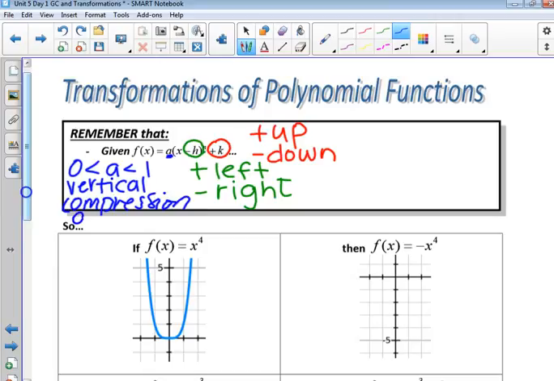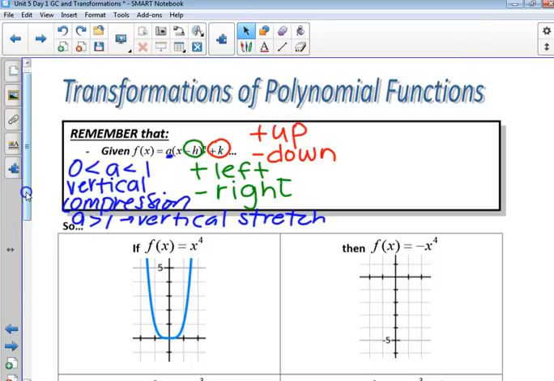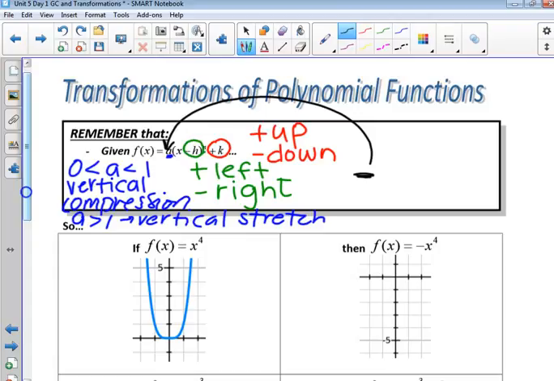And then if A is greater than 1, then what is it? A vertical stretch. And again, you can always use a calculator for these things, but you've got to know some things about it. And then the other part is if there's a negative in front of the function, in front of the A right here, what does that do to my function? What does the negative do? Flips it over what? Over the x-axis. So I'm going to write reflects over x-axis.